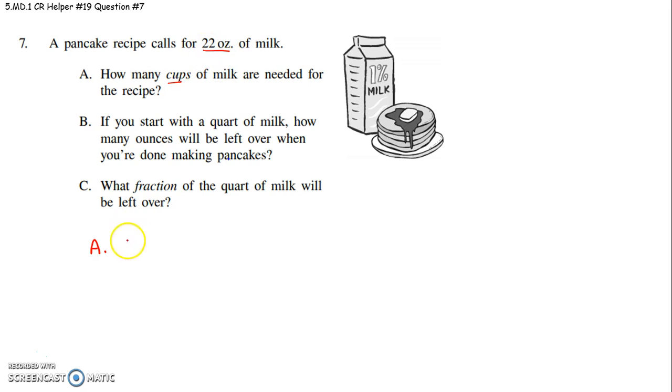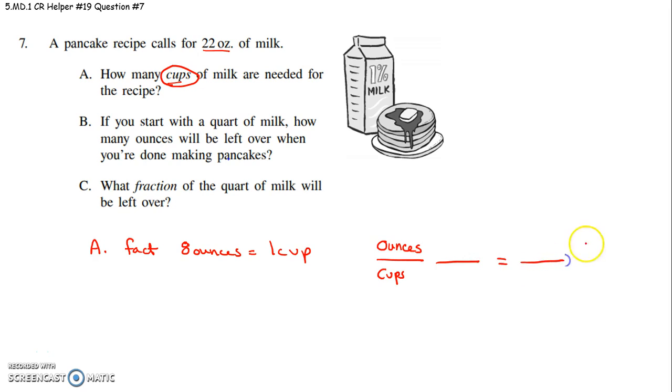I'm given ounces. So here's a fact you need to know: 8 fluid ounces equals 1 cup. So if I want to know how many cups of milk I need, let's do ounces over cups equals ounces over cups. So we use our fact, 8 ounces is 1 cup.